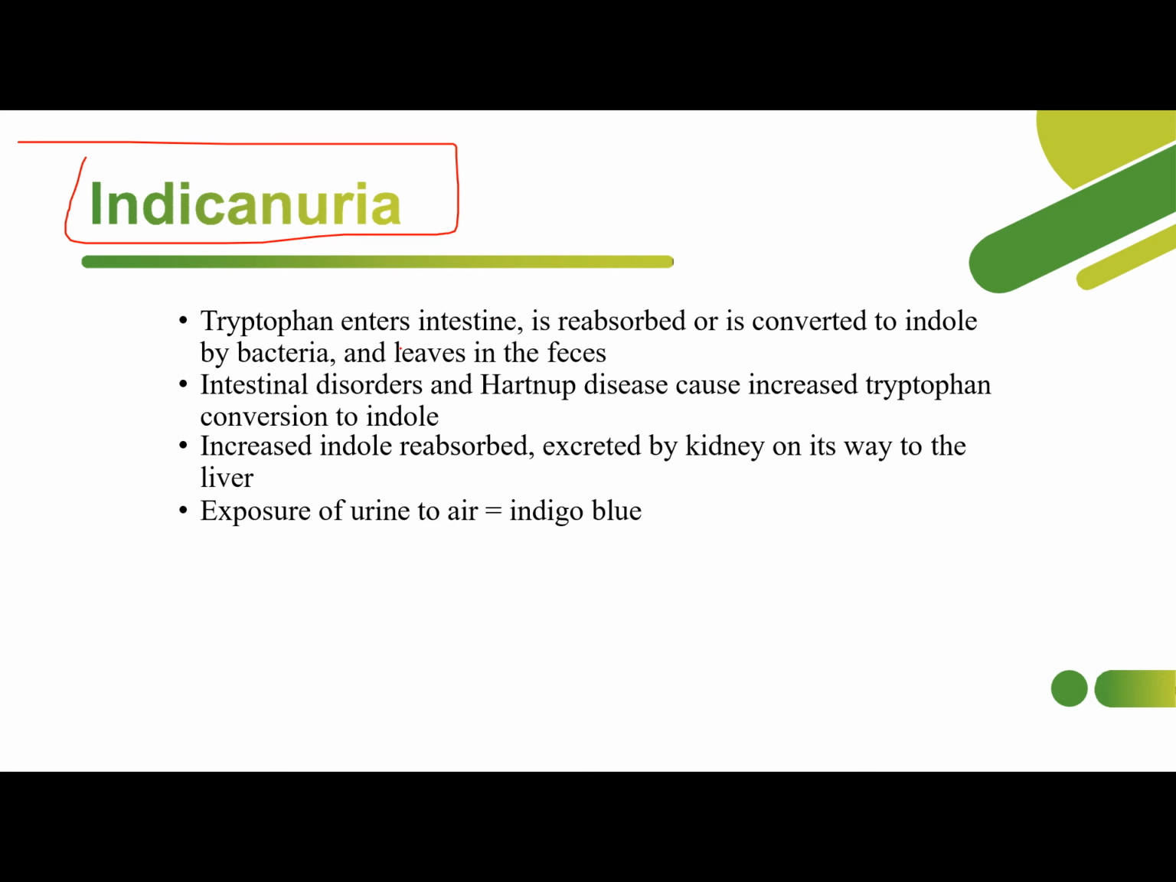So let's start with the high amounts of indicans in your urine, also known as indicanuria. So tryptophan would enter the intestine, be reabsorbed or converted to indole by bacteria, and leave in the feces. Intestinal disorders such as Hartnup disease would cause tryptophan conversion to indole. Increased indole is reabsorbed, excreted by the kidney on its way to the liver. Exposure of urine to air would cause your urine to turn indigo blue.